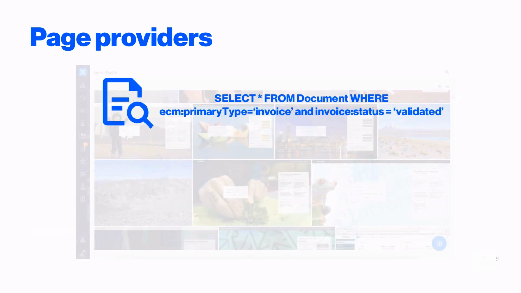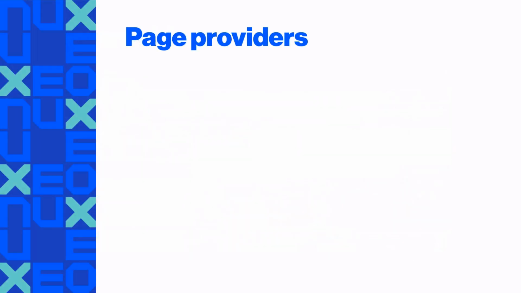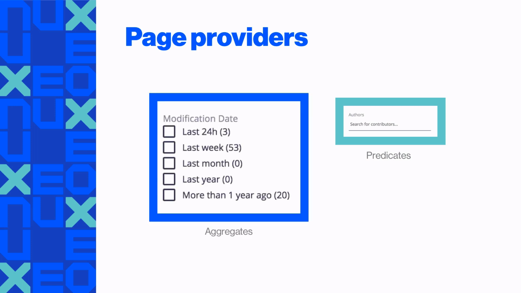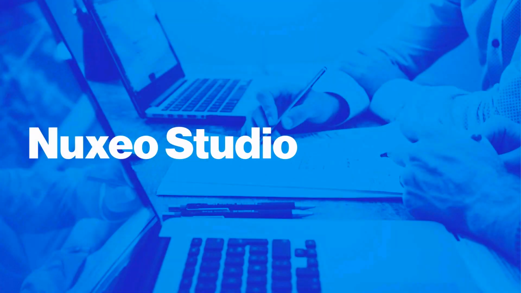A page provider is essentially the basic query executed against the Nuxeo repository with a specified number of results per page or maximum number of results and variables. It can also include predicates to provide additional search criteria on top of the initial query filter, aggregates to allow real-time filtering on search criteria, and ordering of search results. The search form and the display of the search results are configured separately as they're specific to each UI. Let's see how this is organized in Nuxeo Studio.